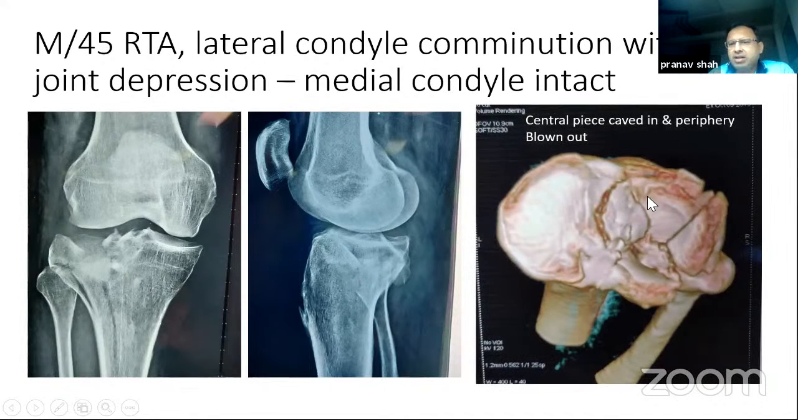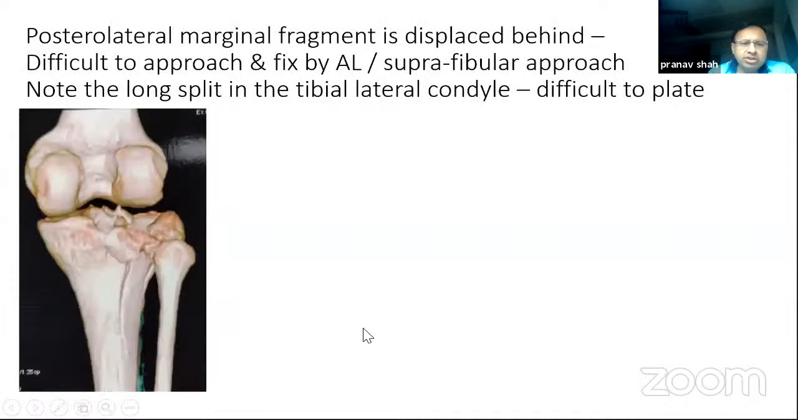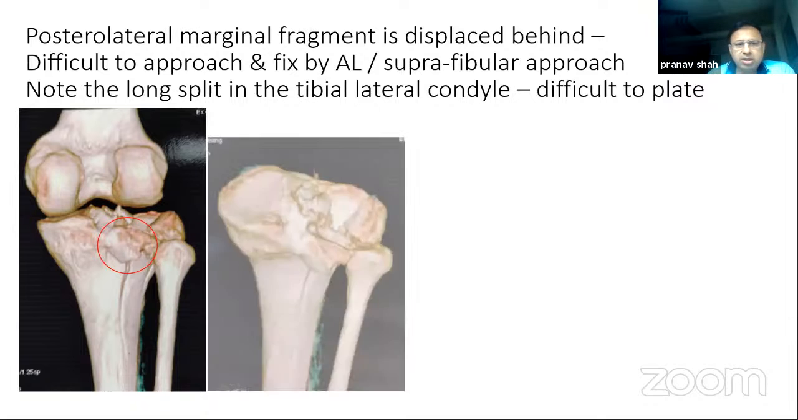You can see the central piece has caved in, and then there are 4 peripheral pieces which have blown out. You can also see a long split on the posterolateral aspect in the tibia, and this marginal piece which will have to be addressed from the posterior side only. There is no way we can address it by any suprafibular or anterolateral approach.